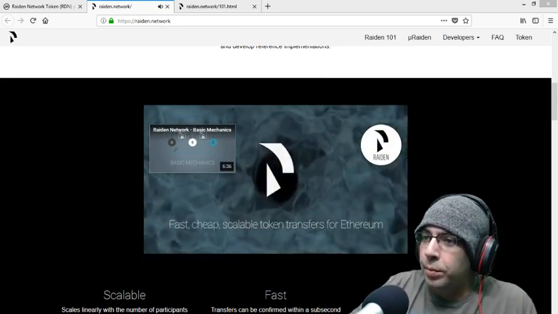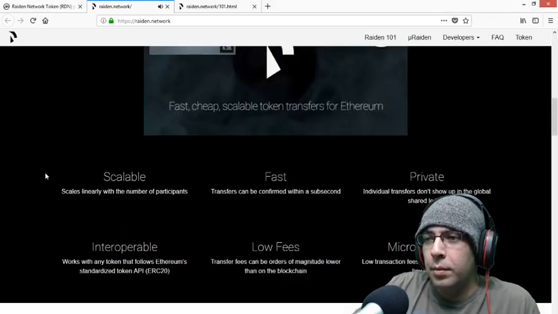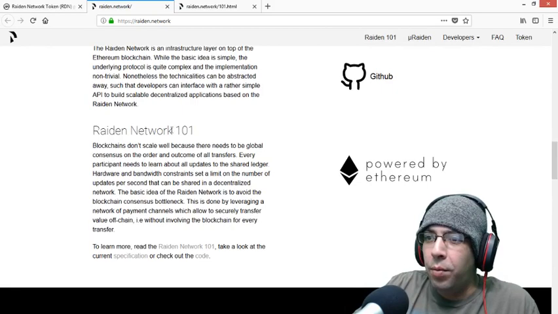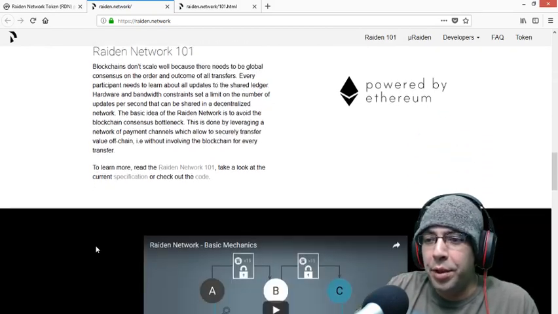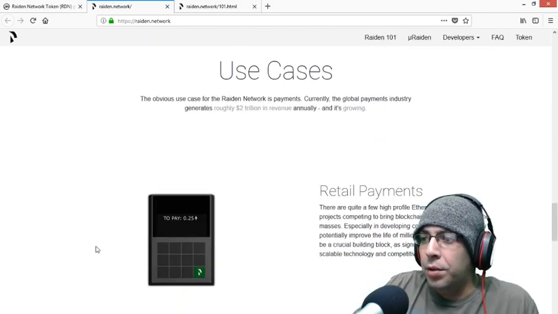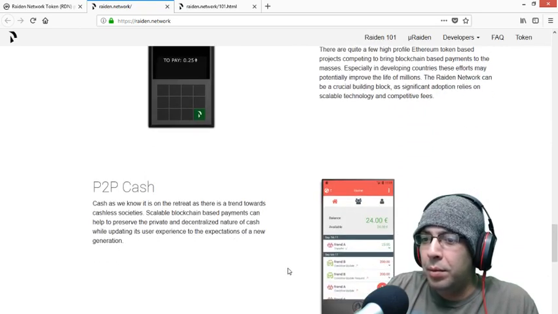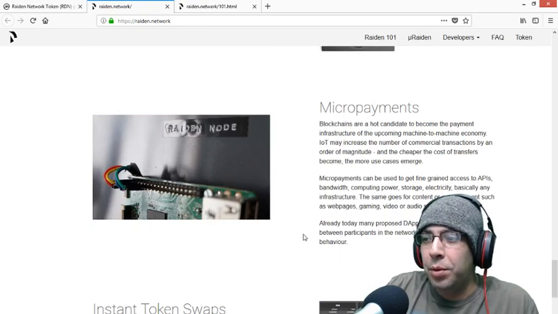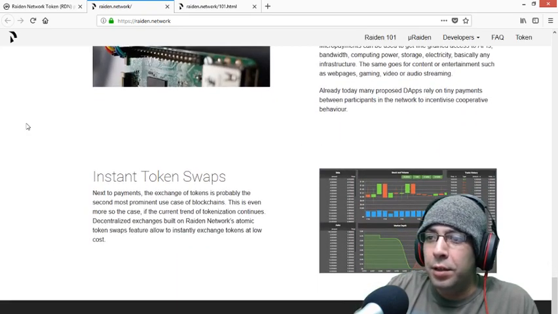That sounds pretty cool. So here's some more information about the technology, Raiden 101. I'm going to show you that in a minute. So these are the use cases: retail payments, peer-to-peer cash, and micropayments. Micropayments, what they were talking about was computer-to-computer or machine-to-machine. And then instant token swaps.